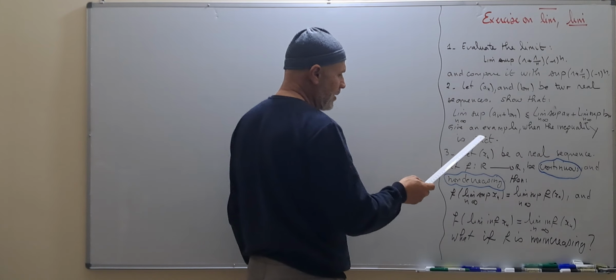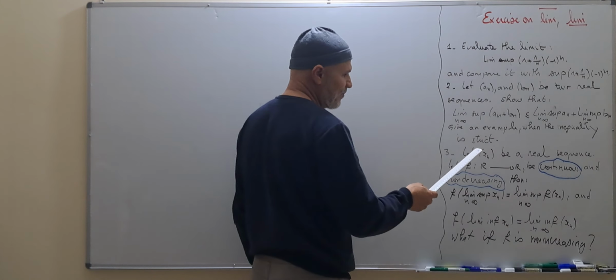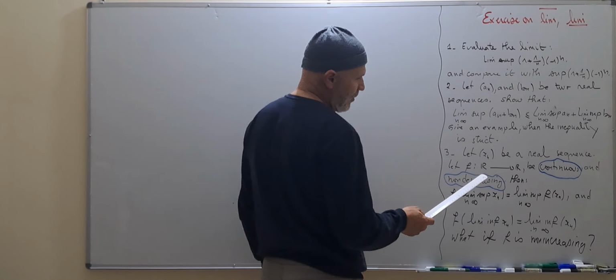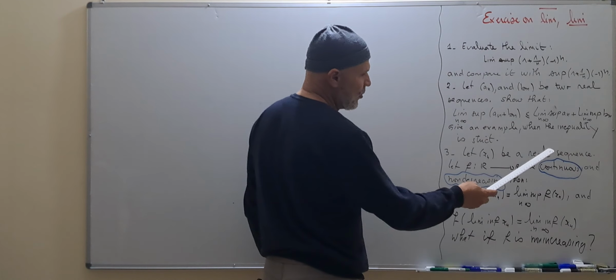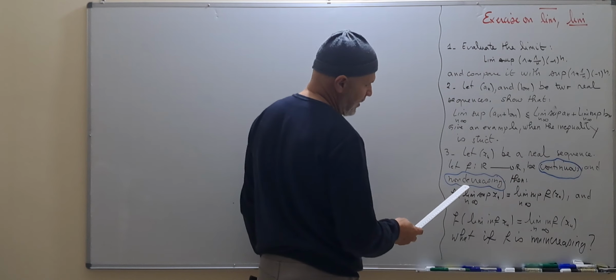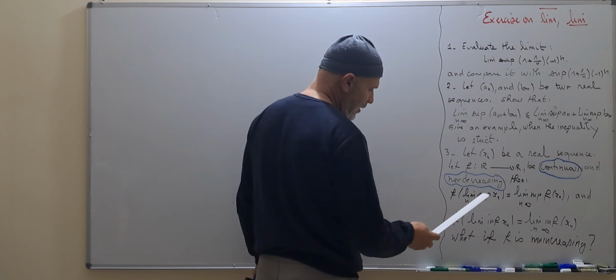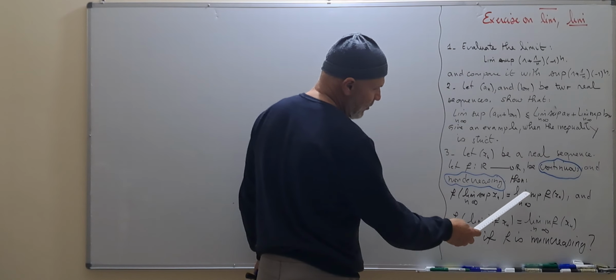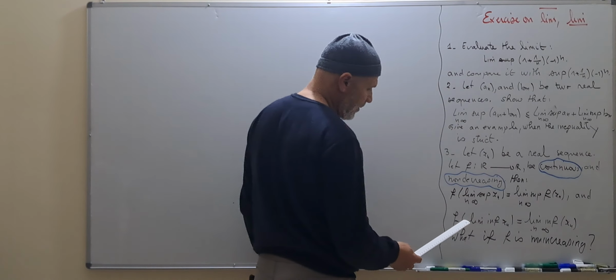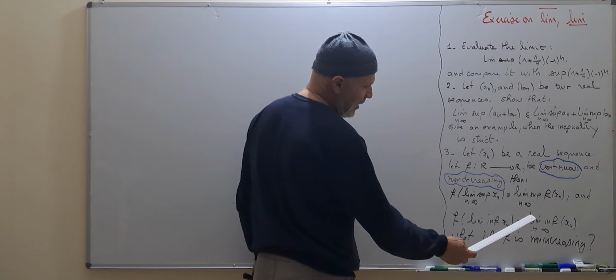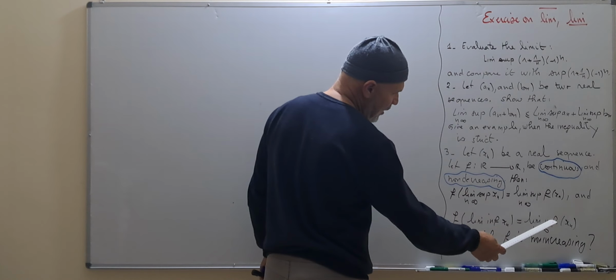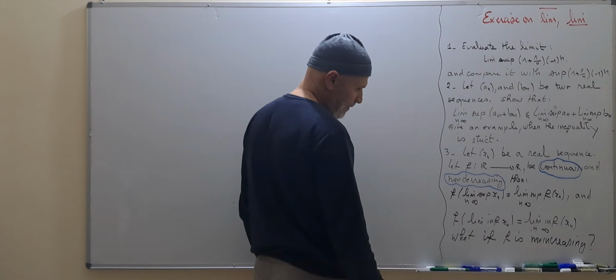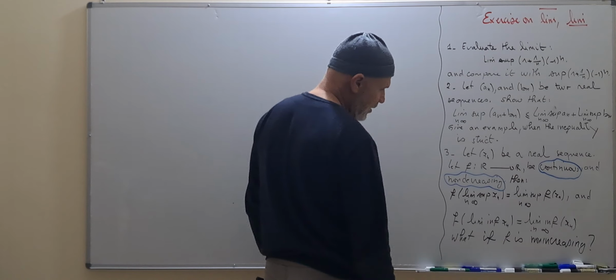Third question: let x_n be a real sequence. Let f be a real function which is continuous and non-decreasing at the same time. Then prove that f of the limsup of x_n is equal to the limsup of f of x_n, and f of the liminf of x_n is equal to the liminf of f of x_n. How about the case when f is non-increasing?